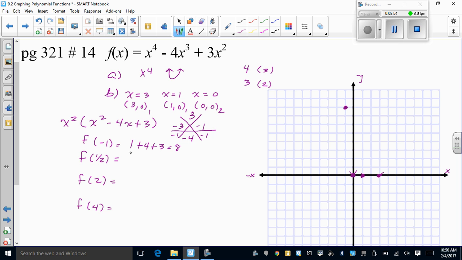Okay, f of 1/2 is 0.3125 or 5/16. That lets me know it's just under a half. So it's going to be right about here. Oh, that's positive 5/16. Let's wake up. Okay, try that one again. It's going to be right about here. And f of 2 is -4. So 2, 1, 2, 3, 4. And then f of 4 is 48, so that thing goes flying up here.